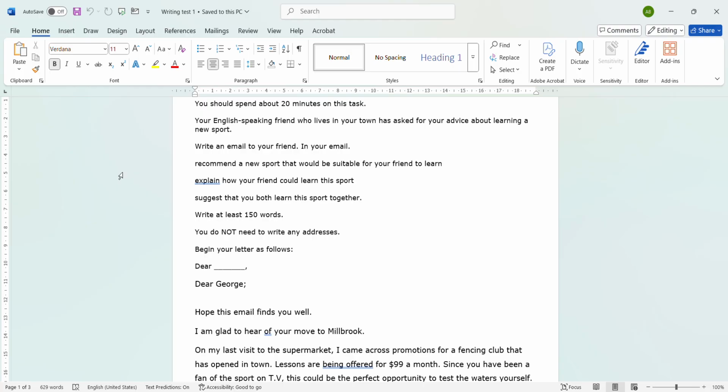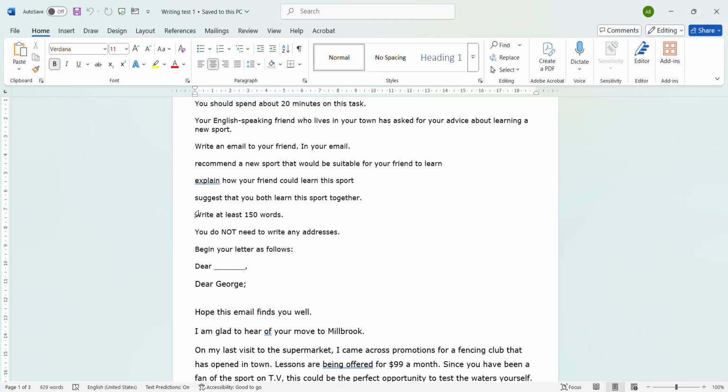So there are 3 points to be covered here: recommendation of the sport, how the friend could learn it potentially, and suggest that you wish to learn the sport together, and write at least 150 words. So usually in any writing test, if there is a range or if there is a word count given, you can usually write within that range. For example, if a writing test says write 200 words, you can write between 190 to 210 words to be appropriate. But in the IELTS exam, it's always better to exceed the word count given.